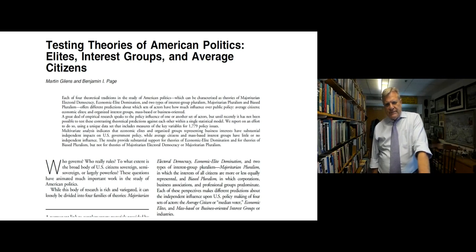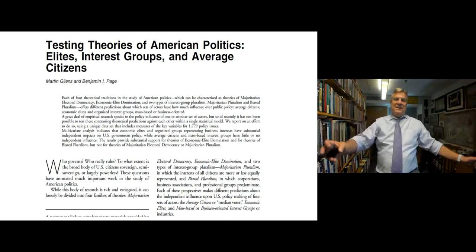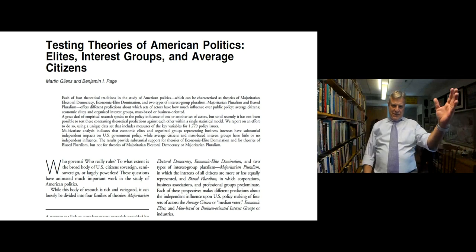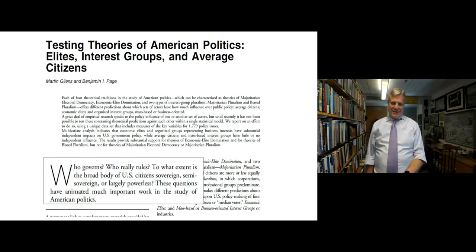and Page. They have a book. This is an article that was in the American Political Science Review. Testing Theories of American Politics, Elites, Interest Groups, and Average Citizens. You gotta love this first sentence. Who governs? That's Dahl. Who really rules? That's Domhoff. To what extent is the broad body of U.S. citizens sovereign, semi-sovereign? That's Schattschneider. Or largely powerless? That's Gaventa, Power and Powerlessness.